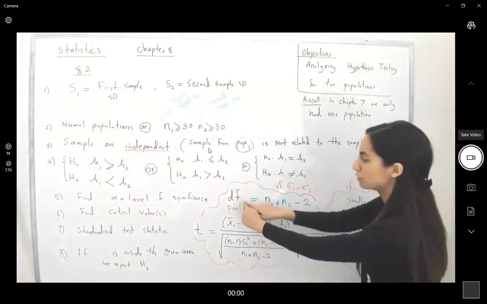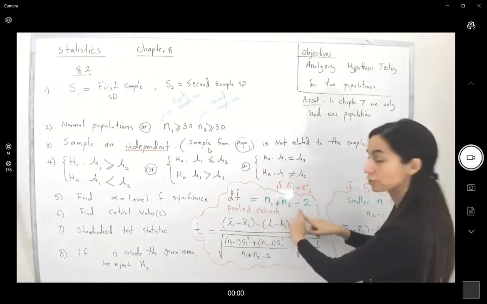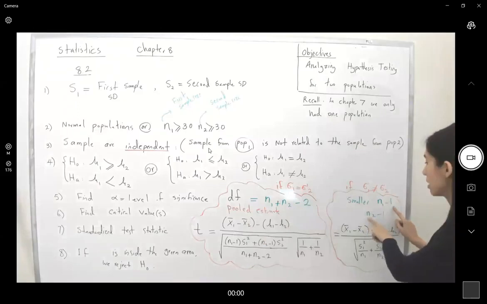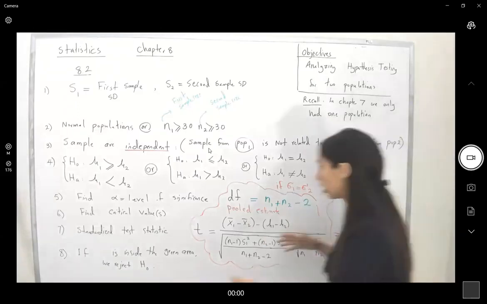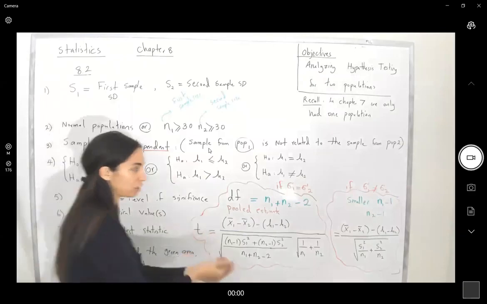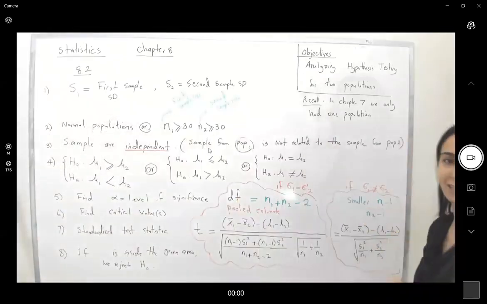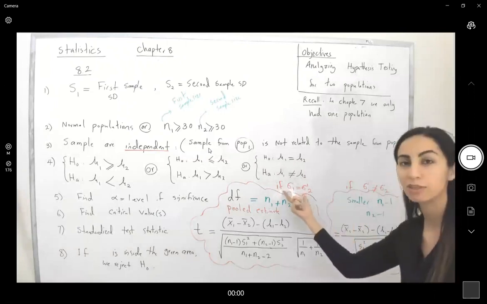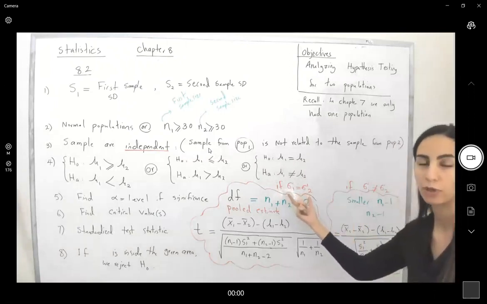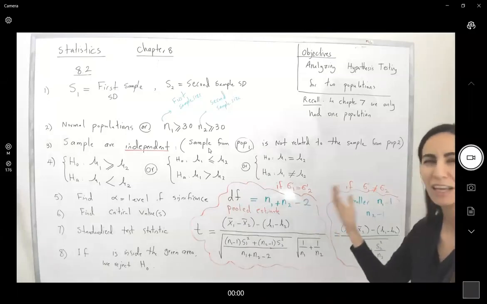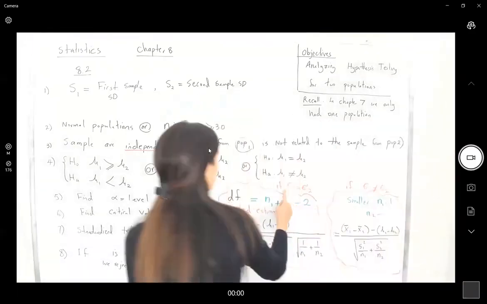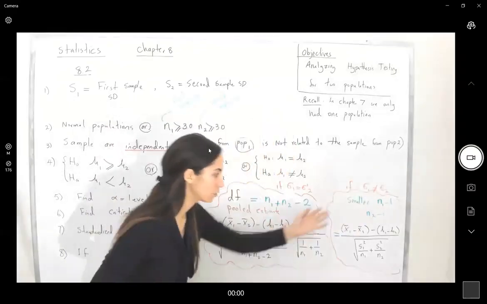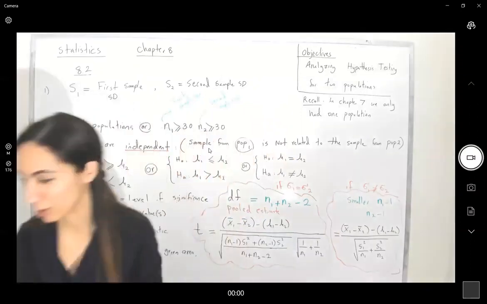Are we going to use degrees of freedom N1 plus N2 minus 2, or are we going to use the degrees of freedom N1 minus 1, the smaller, or N2 minus 1? Which one? Are we going to use the first t, or the second t? That depends. Do we have information about standard deviations of the population in the question? Do we have anything about that? If they are equal to each other, we're going to use a pooled estimate. If not, we're going to follow the second formula.